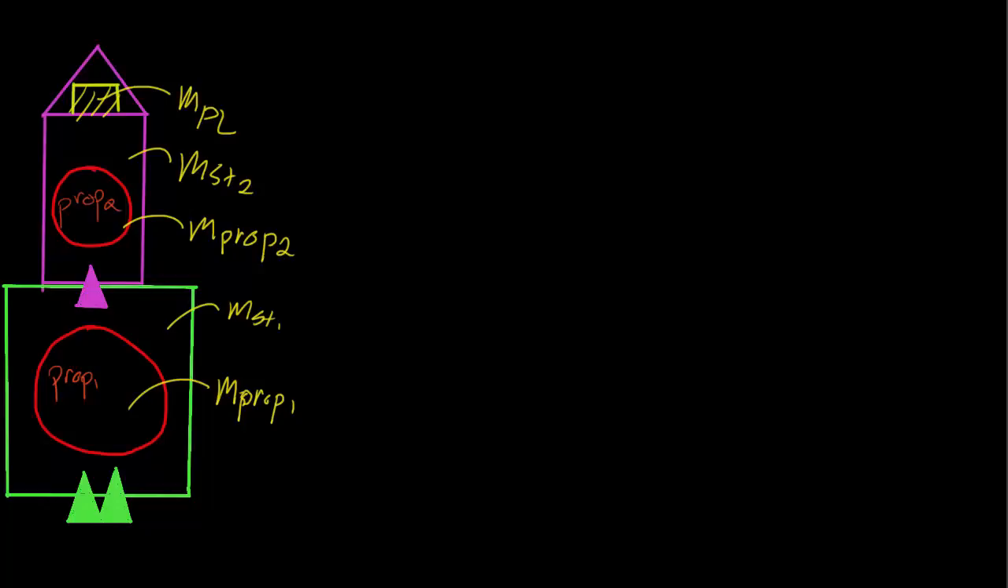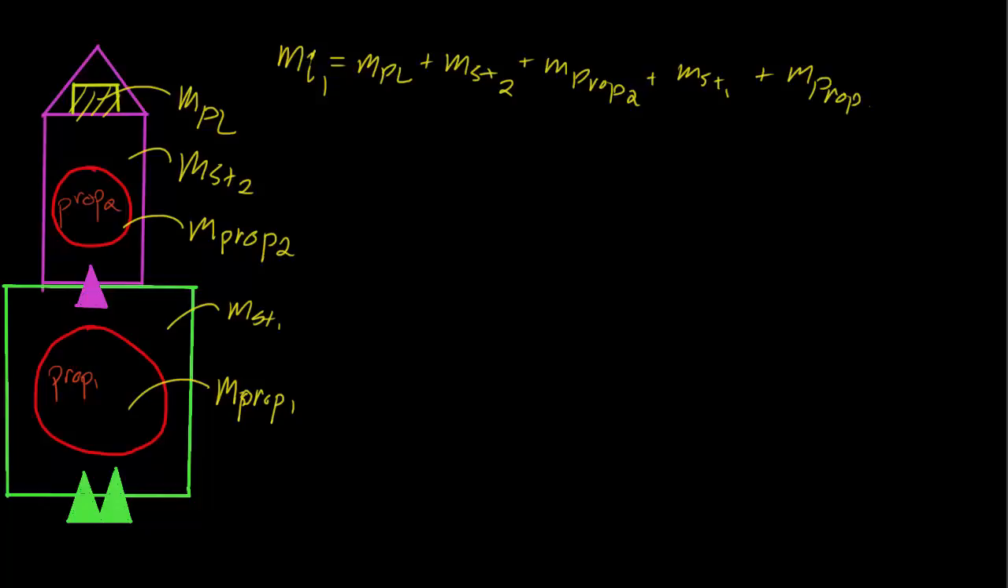Now we can rewrite our mass equations to take into account this multi-staging, and we can rewrite them as follows. We can say that the initial mass of stage one, in this case, is equal to the mass of the payload plus the mass of our second stage structure plus the mass of our propellant that's needed for our second stage plus the structure for our stage one plus the mass of our propellant used in the stage one burn.